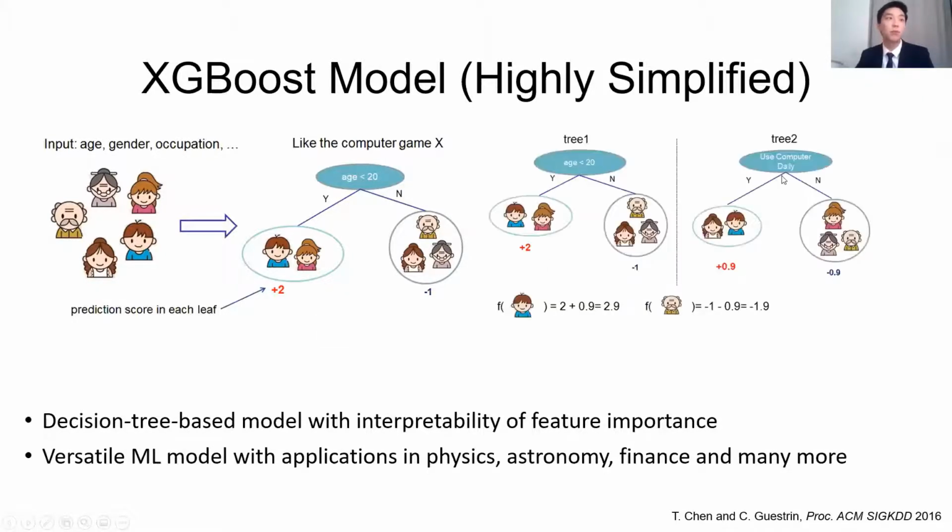And then you might also come up with another decision tree where a person uses a computer daily or not and assign different scores. Now you have an ensemble of two decision trees. For this boy, he gained 2 plus 0.9 from the first and second decision trees, while for his grandpa, the score is minus 1.9. So based on these scores, we can conclude that the boy is more likely to like computer games. This process might go on, and you have a forest of decision trees.